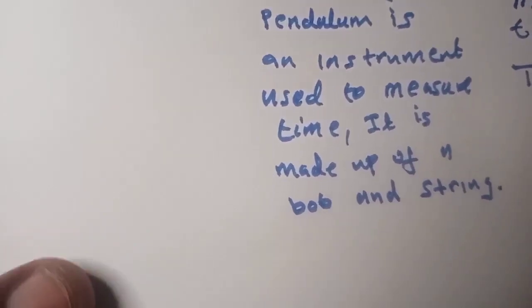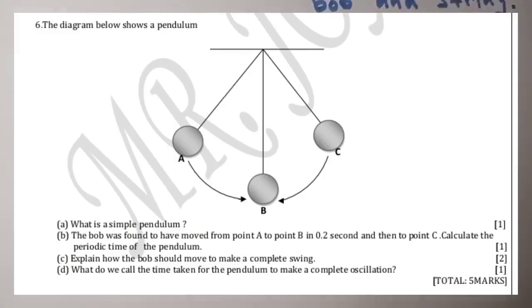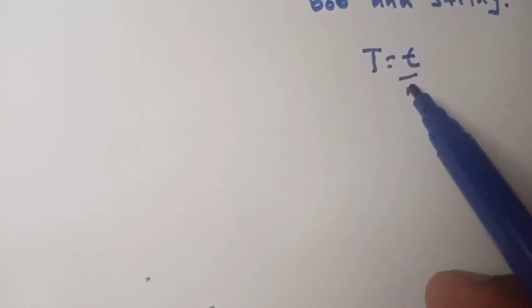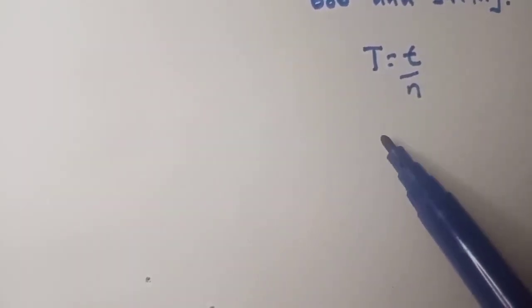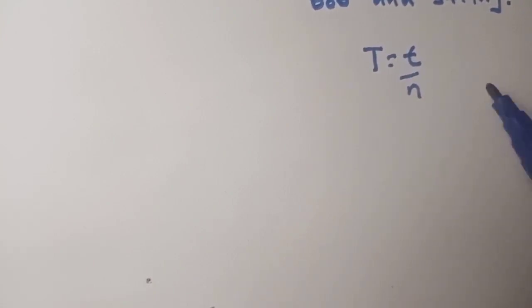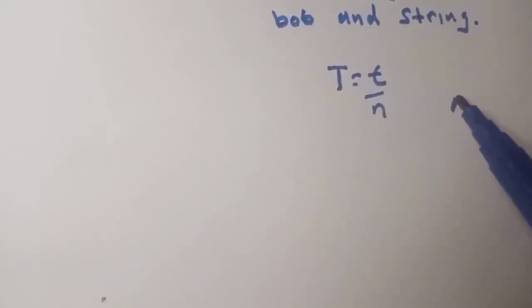So question B now. Question B says the bob was found to have moved from point A to point B in 0.2 seconds, and then to point C. Calculate the periodic time. So we know period is equal to time over number of swings or oscillations. So we're told it moved from A to B. We're going to say it moved from A to B in how many seconds?